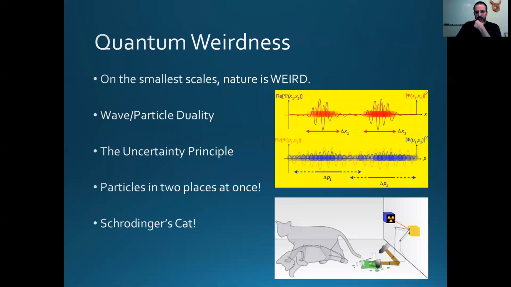I'll suffice it to say that on the smallest scales, nature is weird. If you thought dark energy was weird, if you thought general relativity is weird, you've got another thing coming. The universe at the smallest scales is very, very strange, and this is the domain of quantum mechanics. We have things like wave-particle duality. Particles are both particles and waves at the same time.